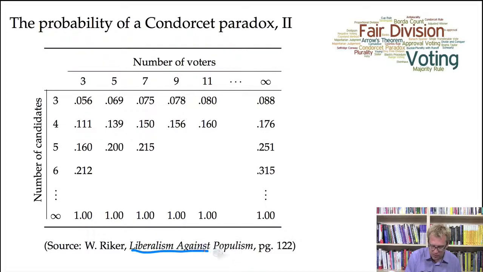Now we can continue that calculation, and there's a famous table that was gathered by Riker in his well-known book Liberalism Against Populism. This table lists all of the probabilities for a certain number of candidates and a certain number of voters.